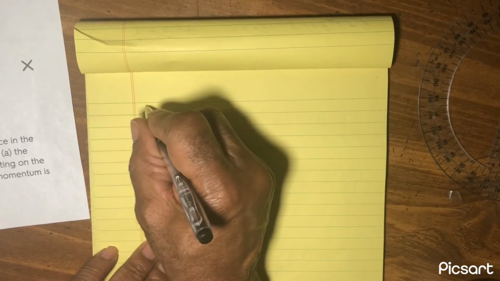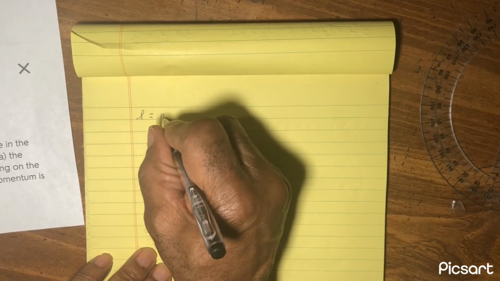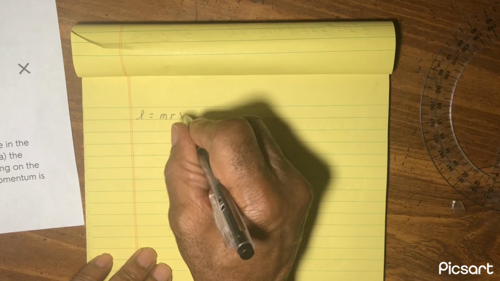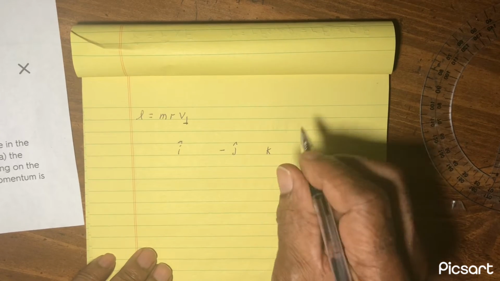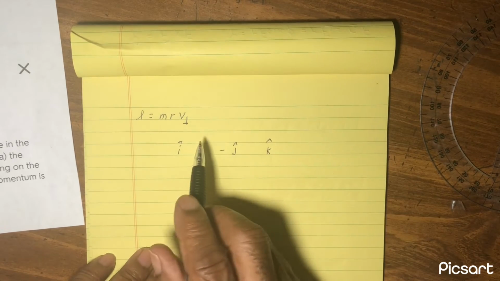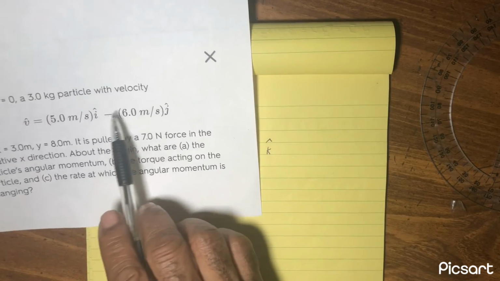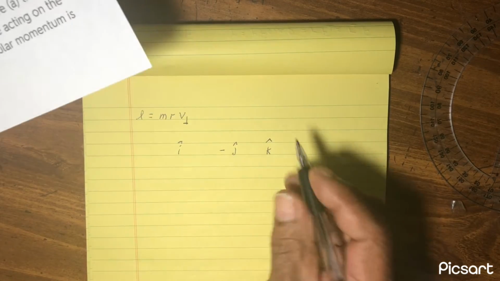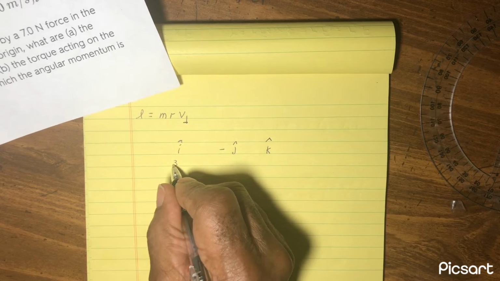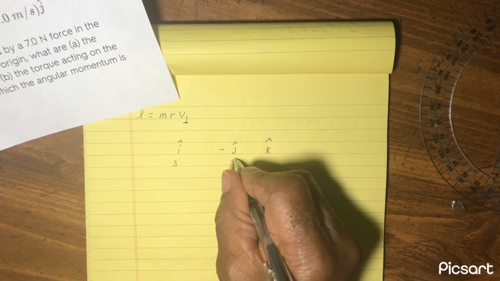So the first is the particle's angular momentum. And for that, we'll use this formula: L equals m r v perpendicular. So we'll set up a matrix. We already know it's in Cartesian coordinates because we have i and j. So for r, x is 3, y is 8, and we have no k.